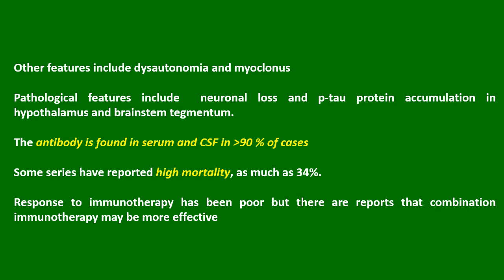Pathological features include neuronal loss and p-tau protein accumulation in the hypothalamus and brainstem tegmentum. The antibody is found in serum and CSF in more than 90% of the cases. Some series have reported high mortality, as much as 34%. Response to immunotherapy has been poor, but there are reports that combination immunotherapy may be more effective.